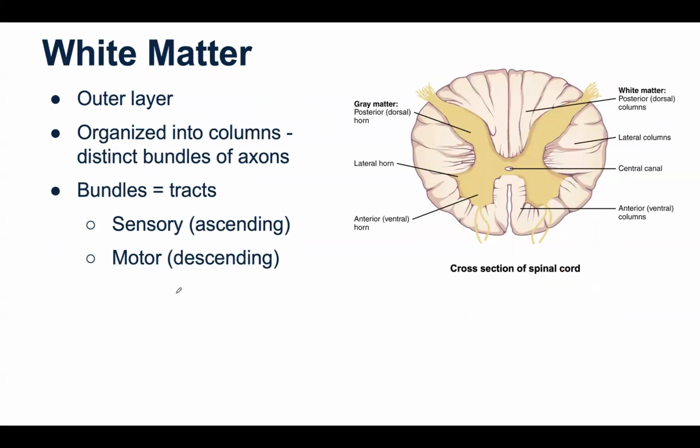All right, let's talk a bit about the internal organization of the spinal cord. Unlike with the brain, the outer layer of the spinal cord is composed of white matter, and is organized into columns. This illustration shows the lateral column right here. Columns are just distinct bundles of axons, usually from a similar origin or destination or having a similar function. These bundles are also called tracts. They're going to be sensory or ascending tracts and motor or descending tracts.